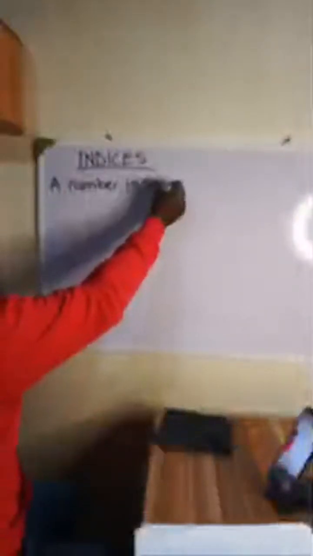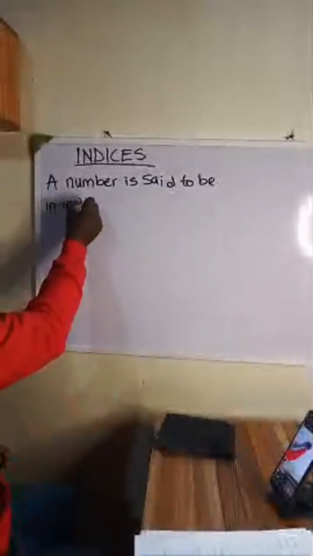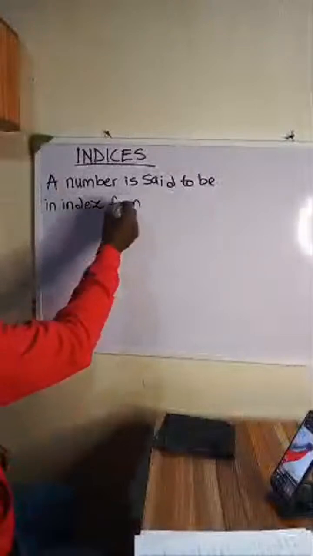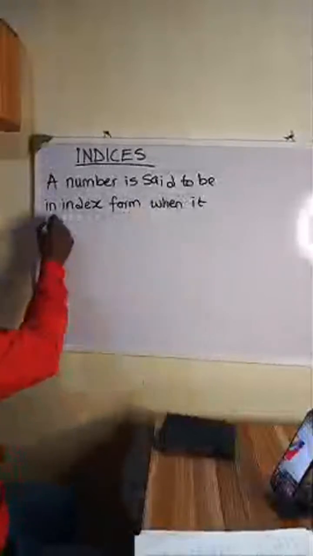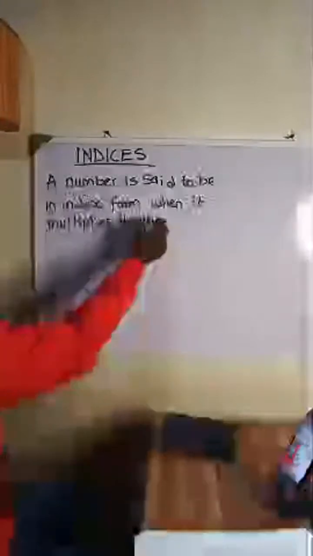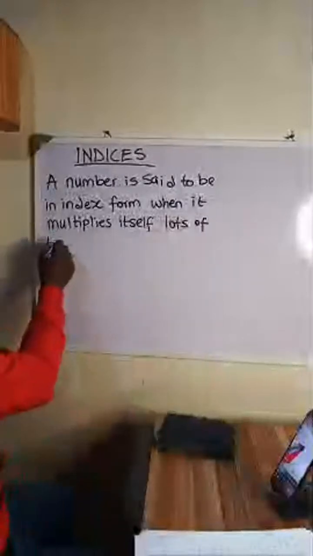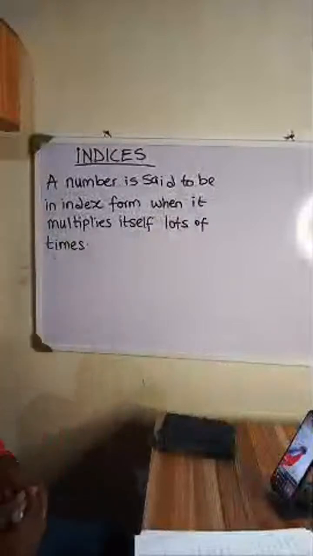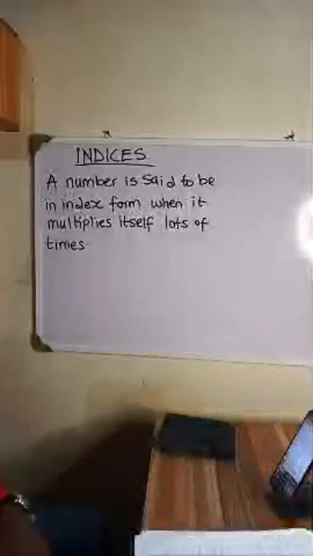So a number is said to be in index form when it multiplies itself lots of times. So you can say that a number is in index form when that number multiplies itself lots of times.